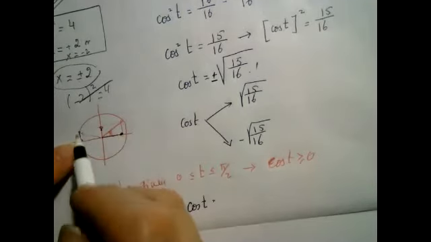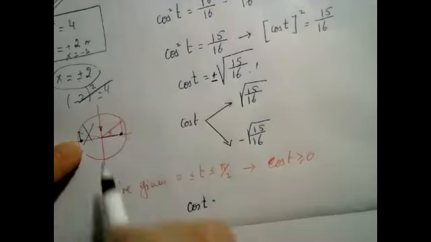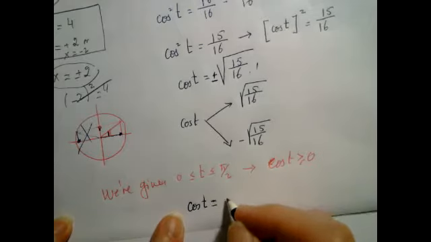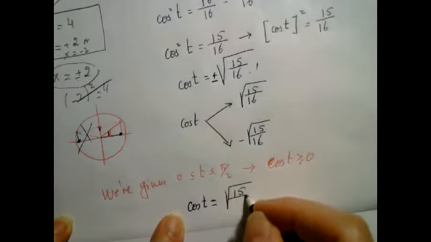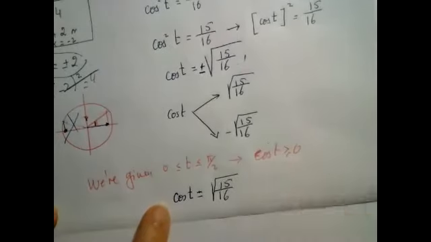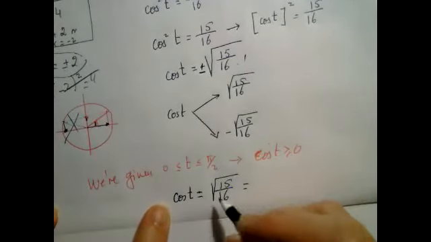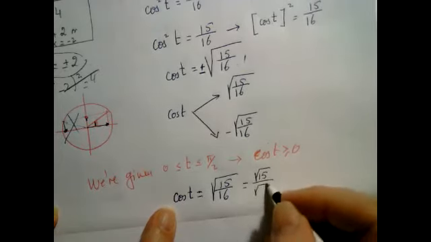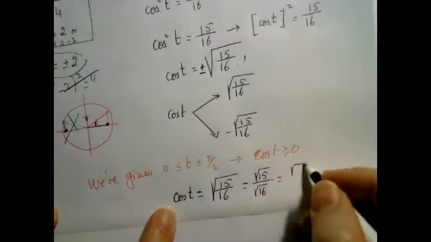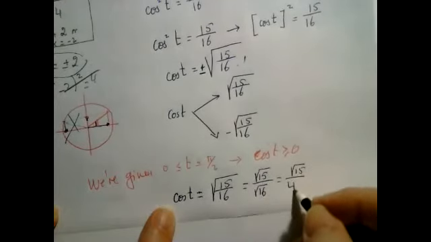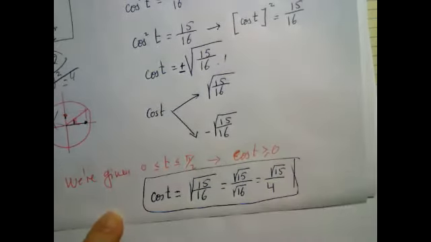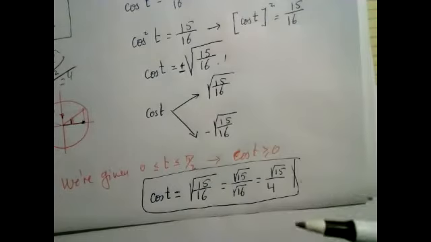So the cosine could be either positive or negative, but the problem tells me that the angle is in the first quadrant. It means the cosine is positive. So the cosine of t will be the square root of 15 over 16. Now I don't want you to use the calculator. So this is equal to what? Now the square root of this over that, we can break it into over the square root of 16. It means the square root of 15 divided by 4. Okay, and this will be the cosine. Right? Now it looks like a lot of work. It's actually not. I'm just doing it with a lot of details.